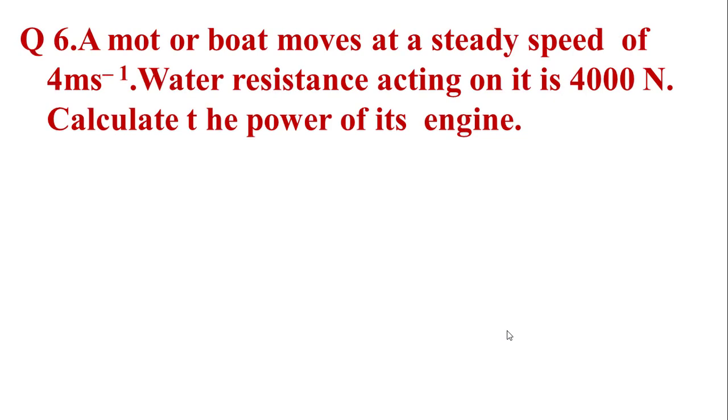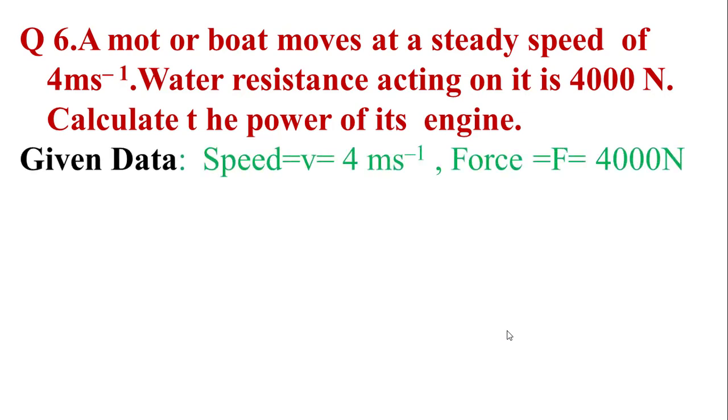Question number 6. A motorboat moves at a steady speed of 4 meters per second. Water resistance acting on it is 4000 Newton. Calculate the power of the engine. Given data: speed V is equal to 4 meters per second, and water resistance is equal to force, F is equal to 4000 Newton.